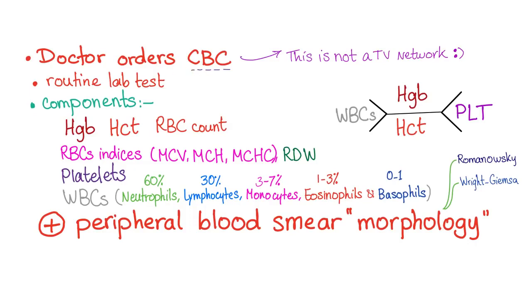We talked about the CBC in the previous video. We want to know the white blood cells, the platelets, and the red blood cells. If you order a peripheral blood smear, you use a stain called Romanovsky or Wright-Giemsa stain. You may need special stains for some stuff, but this is the general rule.